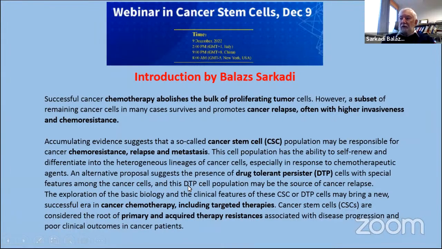cells, and this so-called DTP cell population may be the source of the cancer relapse. And therefore, it would be very important to explore the basic biology and clinical features in cancer therapy, including targeted therapies. And since cancer stem cells or DTP cells are considered as the root of primary and acquired therapy resistance, this should be an important question and discussed in the present webinar.